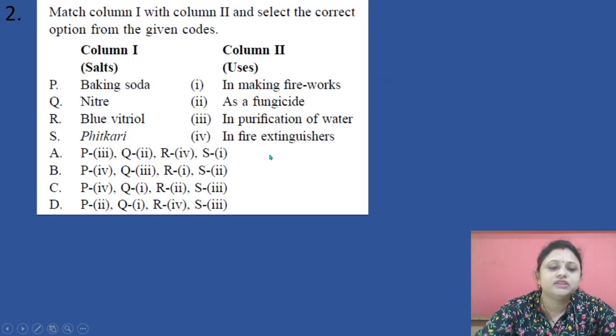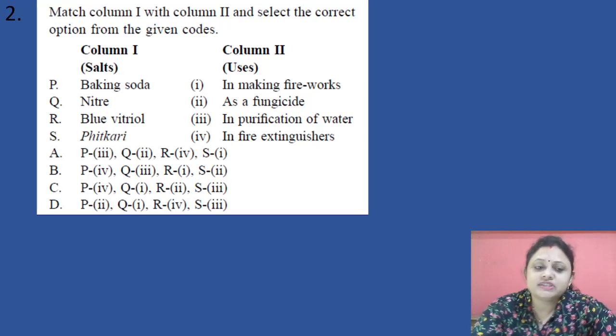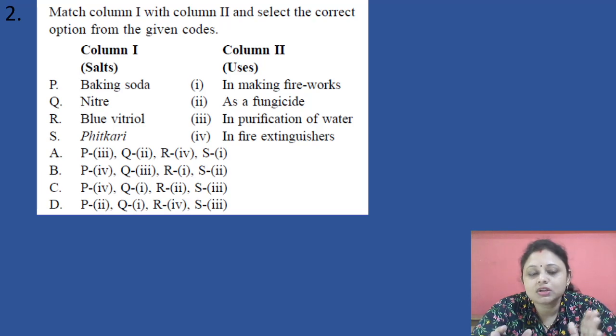Coming to the next question: match column 1 with column 2 and select the correct option from the given codes. In column 1, salts are given: baking soda, niter, blue vitriol, fitkiri. And in column 2, uses are given: in making fireworks, as a fungicide, in purification of water, in fire extinguisher. Options are A, P3 Q2 R4 S1; B, P4 Q3 R1 S2; C, P4 Q1 R2 S3; D, P2 Q1 R4 S3. Okay, so we have to match the salts with their uses, right?